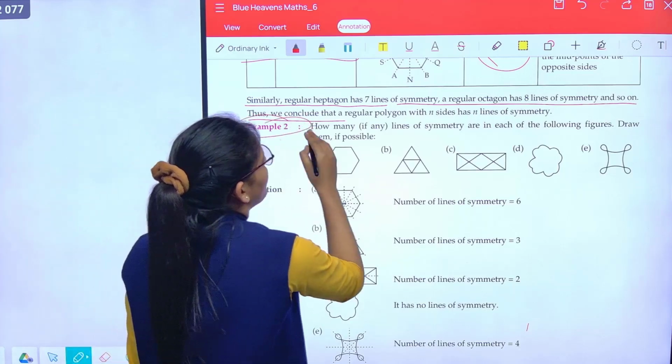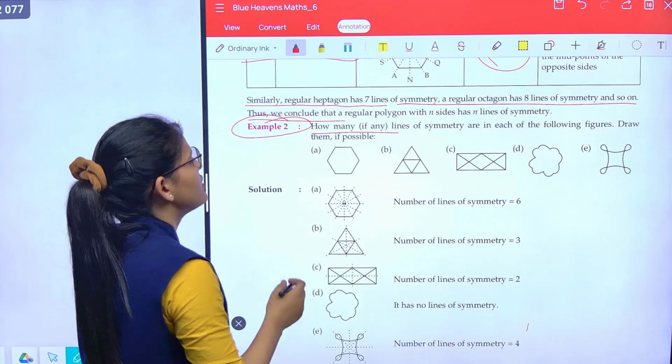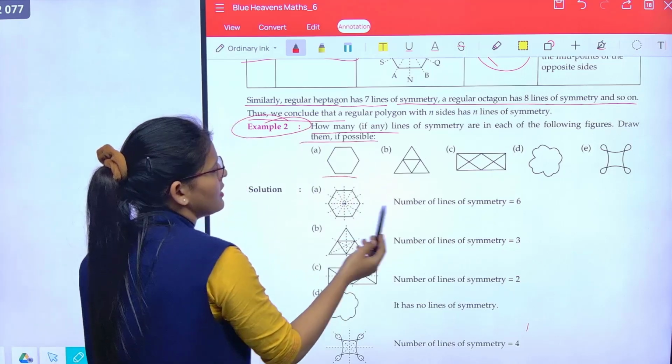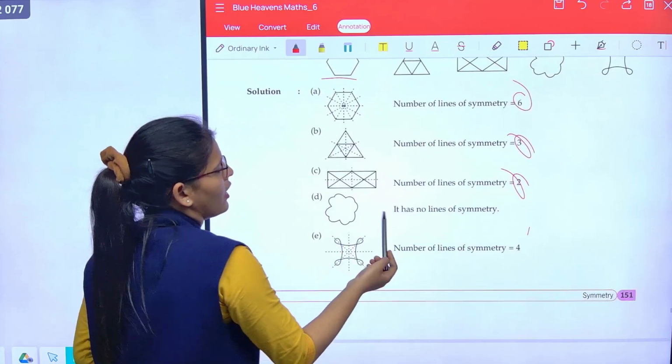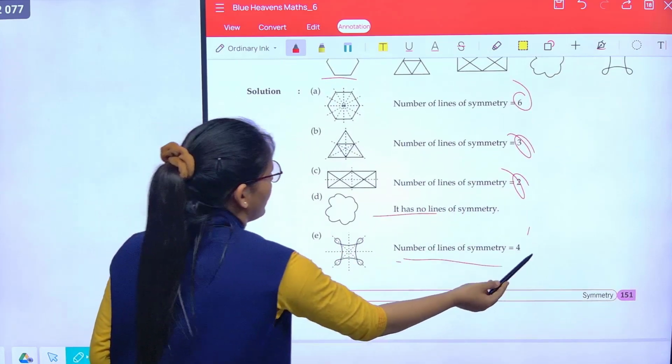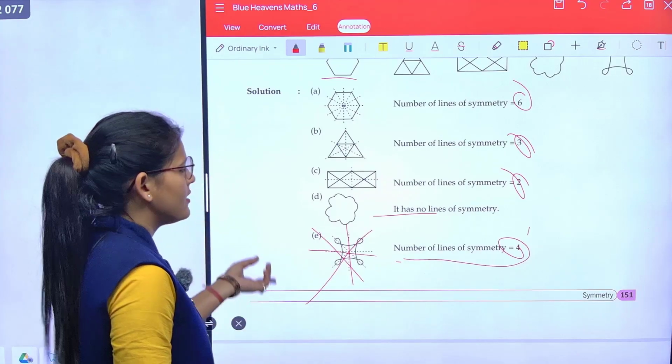Example number 2. How many, if any, lines of symmetry are in each of the following figures? Show them if possible. Thus the number of lines: 6, 3, 2. Now, no lines of symmetry. Number of lines: 4. We did it from here: 1, 2, 3. Understand?